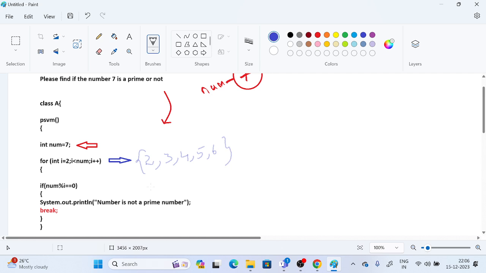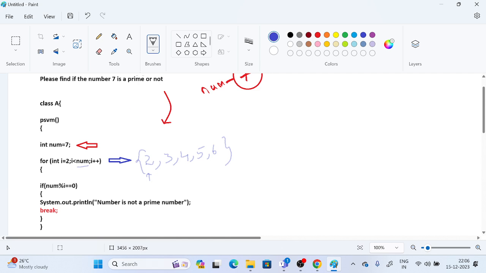That's it, because 7 will not be included. Because if you say i is lesser than num, which is nothing but 7, when 7 is lesser than 7, this is false. So the statement is going to get removed. The boundary will be limited to 6. Right? The boundary has been set from 2 to 6.